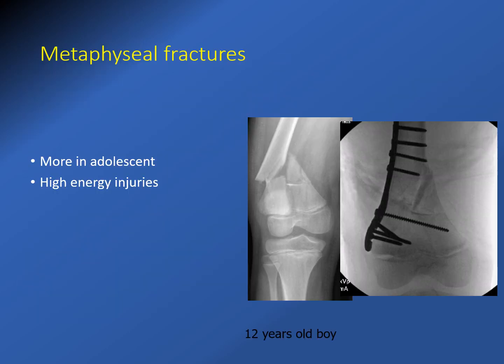The third part of the distal femur fracture is the metaphyseal fracture. So we spoke about the first part, the minimally displaced supracondylar fracture in infants. The second type is the physeal. The third is the metaphyseal, which happens a little bit more proximal than the growth plate. It's more in adolescents, and it's more with high energies. And you can see here this fracture happened through the metaphysis, and it was fixed using plate and screws.